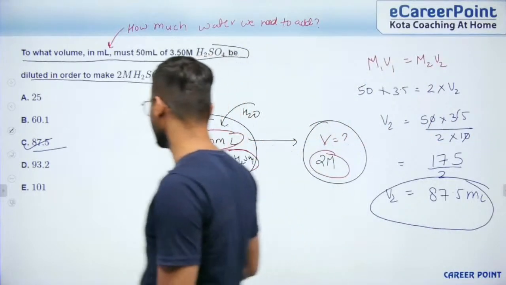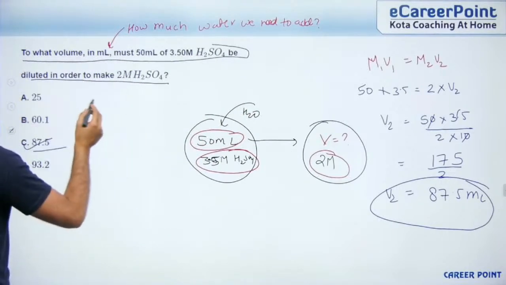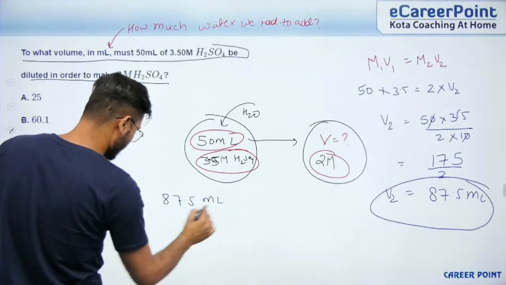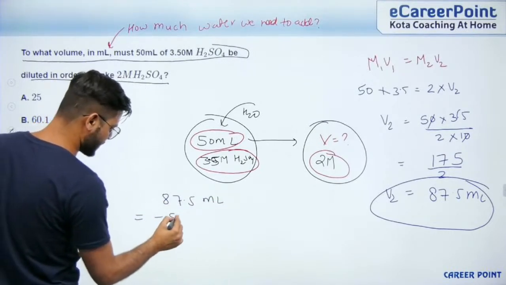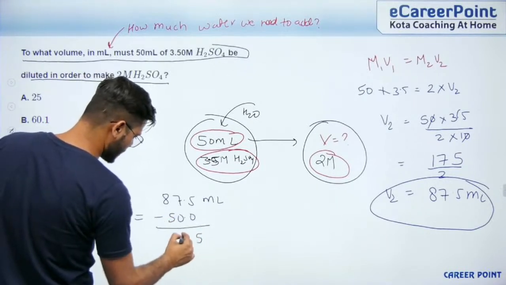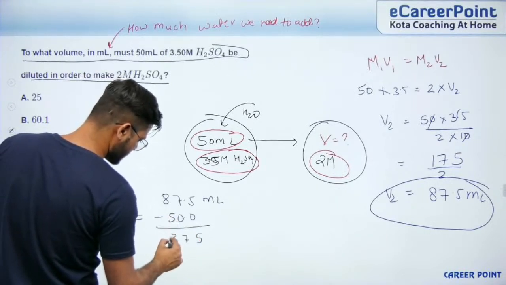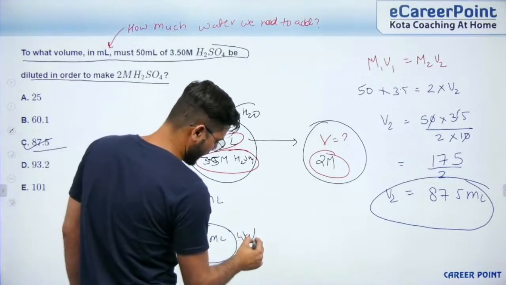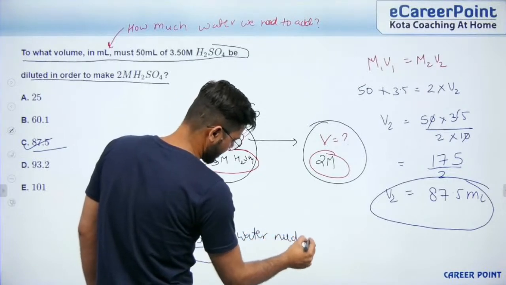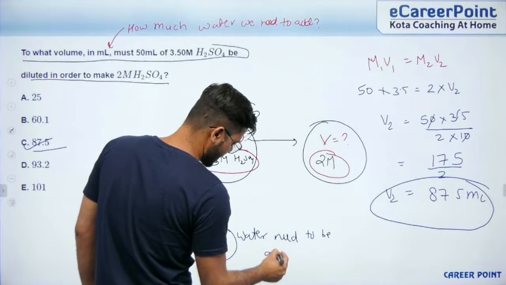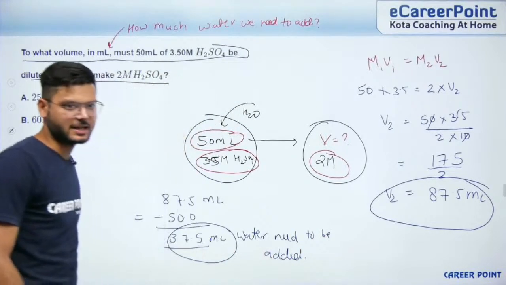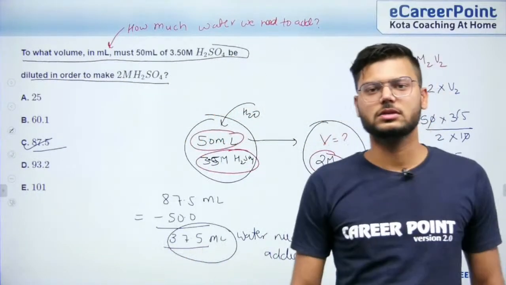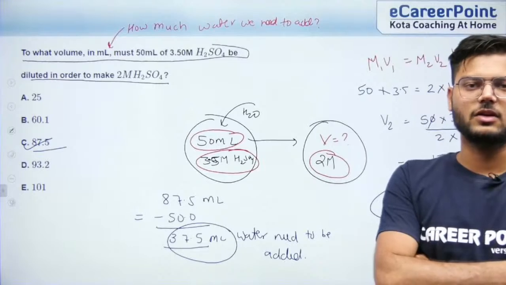Okay, so see how to do it. If the question is changed, the total volume is 87.5 ml and initially it was 50 ml, so we subtract 50 ml. How much water do we need to add? 37.5 ml of water needs to be added. So is there any doubt in this question? Do you have any doubt? Tell me.